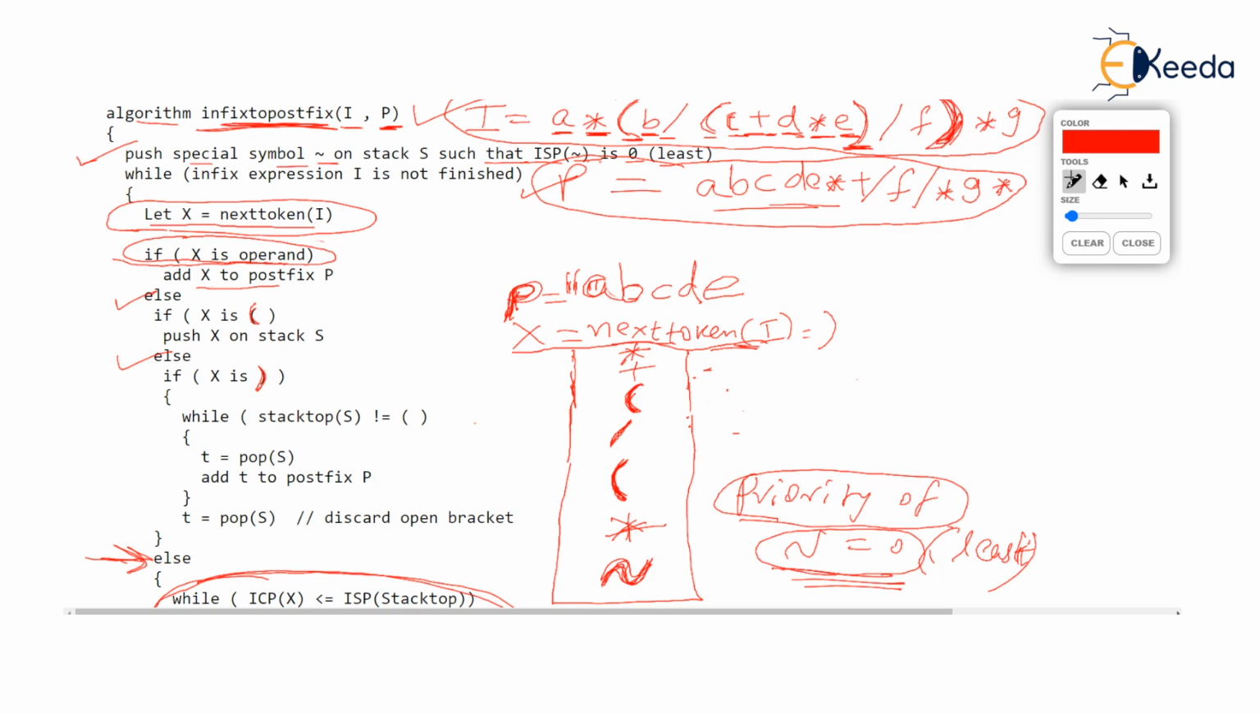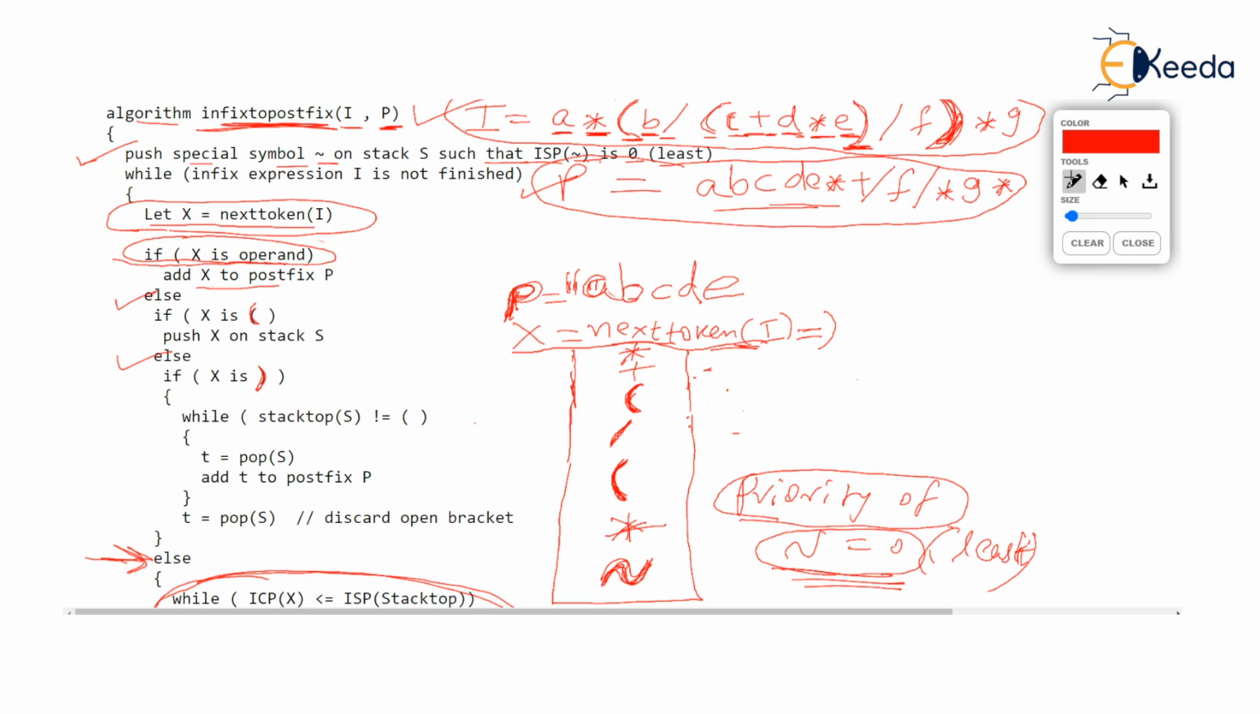Okay, let's summarize again. What are the types of tokens and what action you take? If the token is operand, very good news. If it is operand, simply add it to postfix. If it is open bracket, again good news. Open bracket simply goes on the stack, blindly goes on the stack. Push it on the stack. What about operator? Operator also goes on the stack, provided the topmost operator of the stack, compared with the incoming operator, the incoming operator must have higher priority than the topmost operator. Only then the incoming operator can go on top of existing operator.